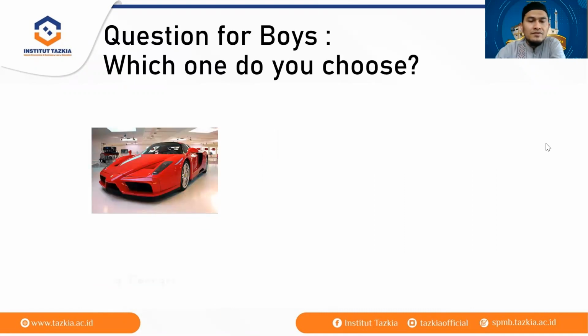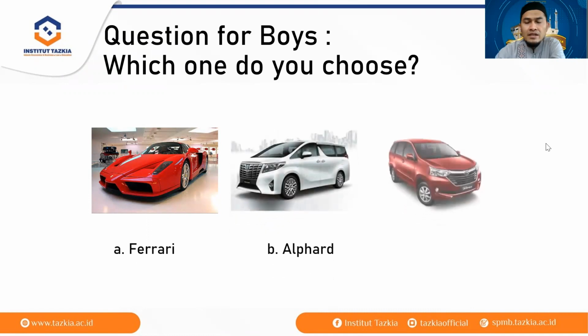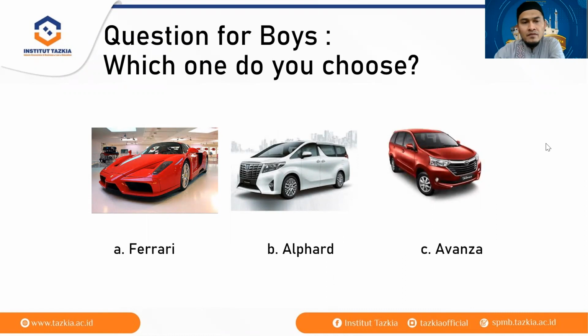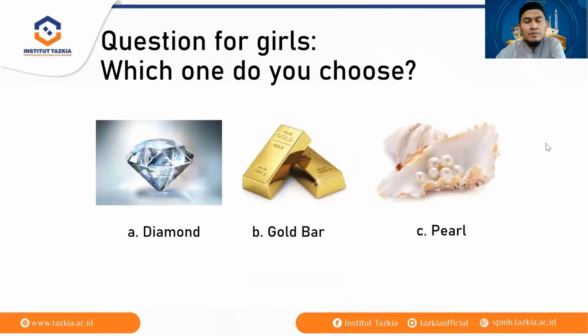See here in the first pictures, we have Ferrari, we have Alphard, and last, Avanza. We don't know which one you would choose, but in the class, inshallah, we are going to have a little bit of a survey on it. Now coming to the girls. The first is diamond, second is gold bar, and last is pearls. What is exactly going to be your choice among these alternatives?